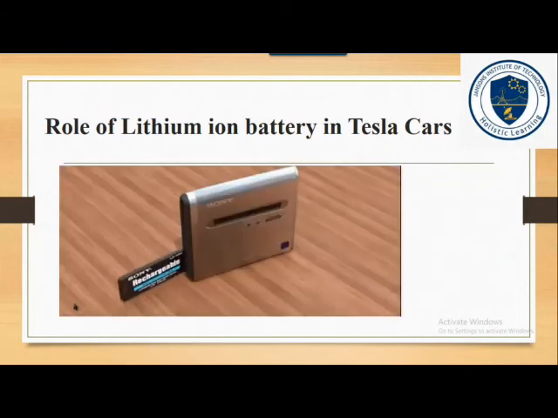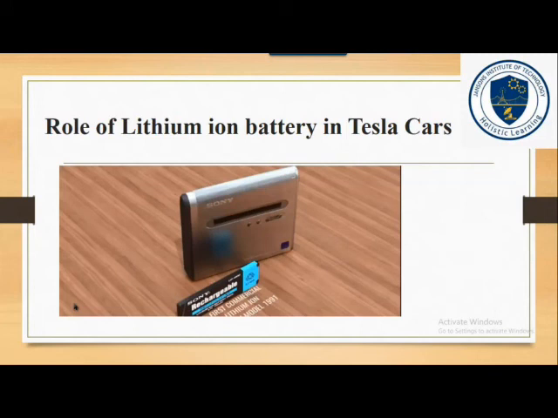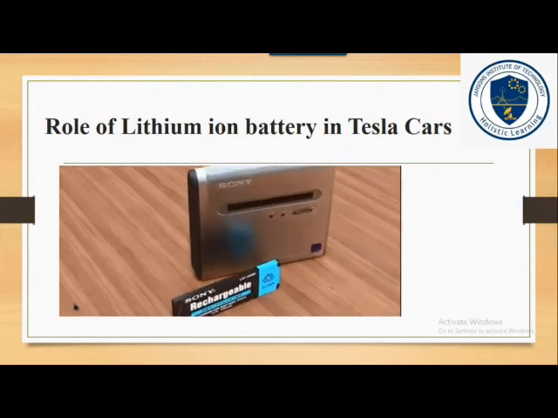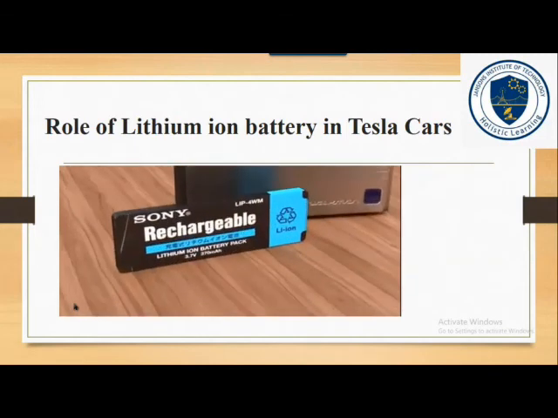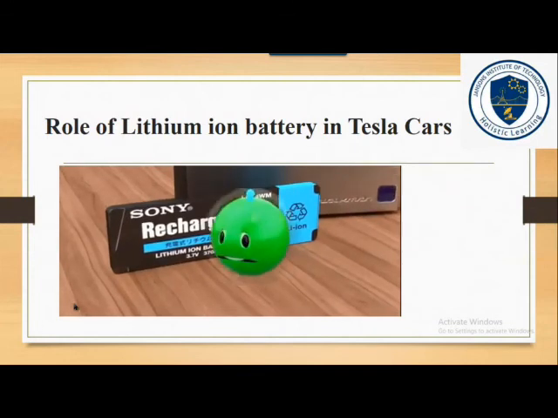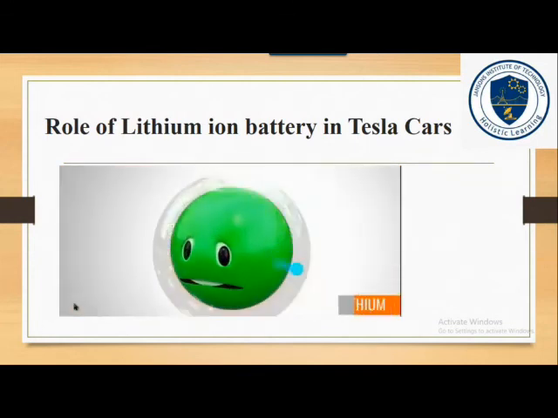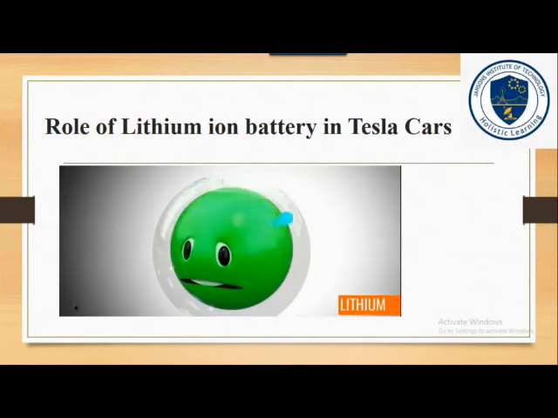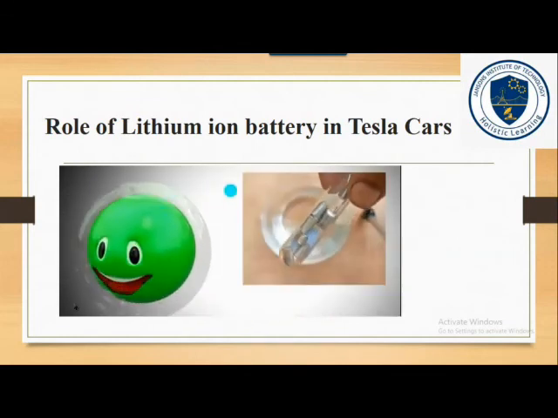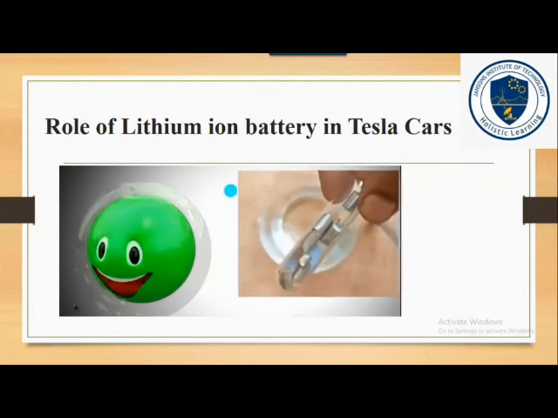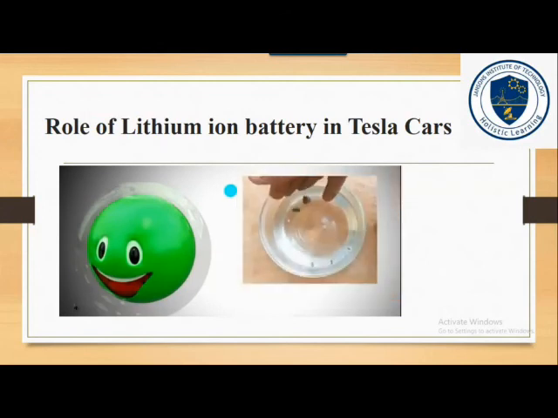Sony made the first commercial model of a lithium-ion battery in 1991. It was again based on the same concept of electrochemical potential. Lithium, which has the highest tendency to lose electrons, was used in lithium-ion cells. Lithium has only one electron in its outer shell and always wants to lose this electron. Due to this reason, pure lithium is a highly reactive metal. It even reacts with water and air.